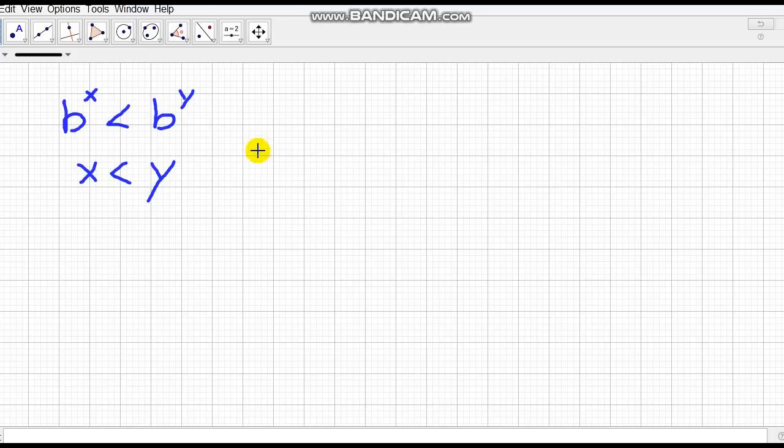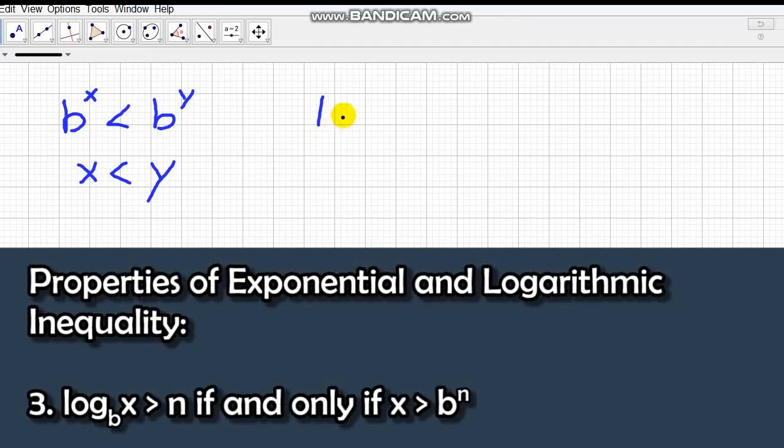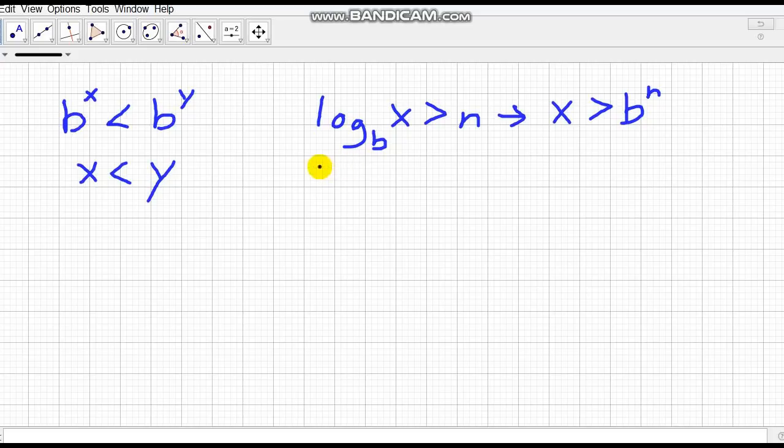For the third property, we have: if the logarithm of x to the base b is greater than n, then this means that x is greater than b raised to n. So this relationship holds true for any logarithmic inequality. And this also works even if the symbol is less than.